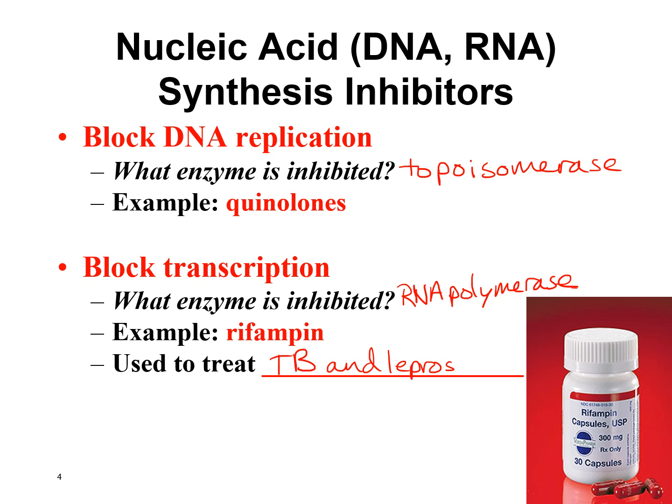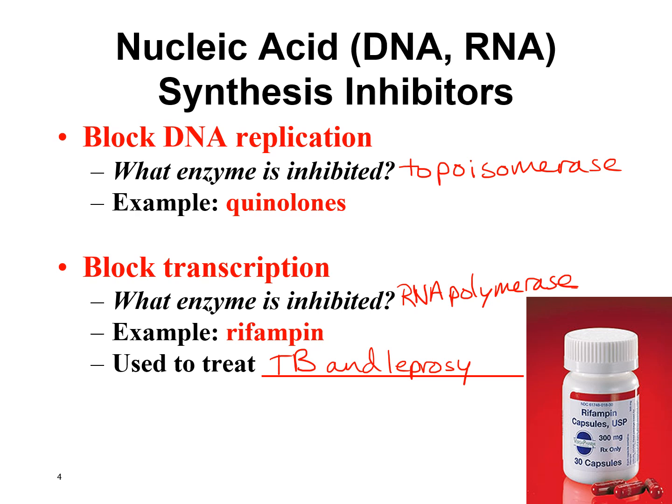Rifampin is usually never used by itself. It's usually used in combination with other antibiotics. It can also be used to treat some other bacterial infections besides TB and leprosy. So sometimes you might see it used to treat some of the resistant bacteria along with some other antibiotics as well.